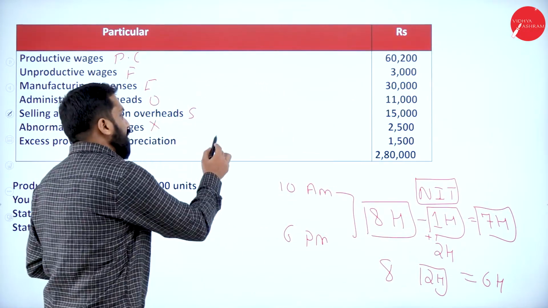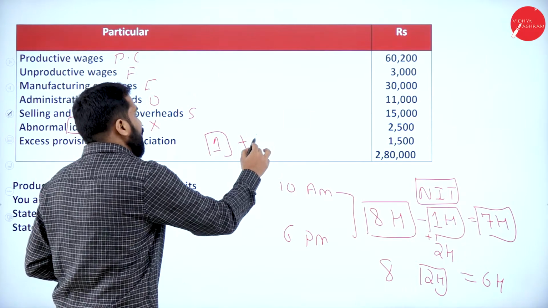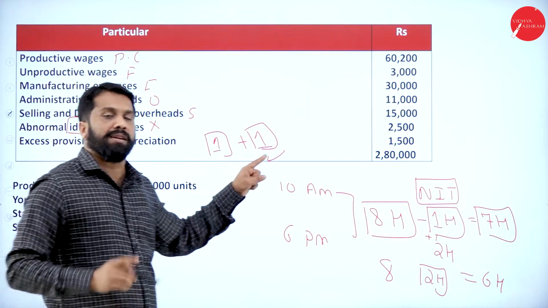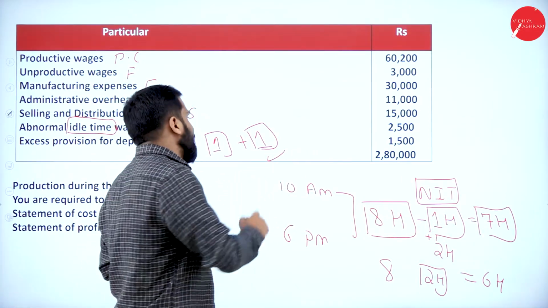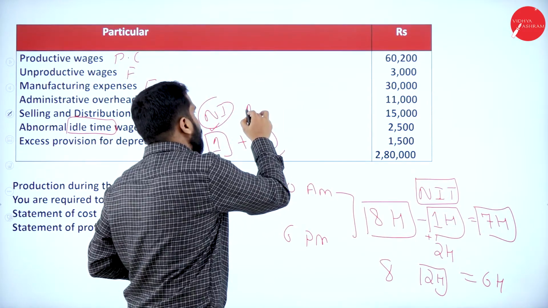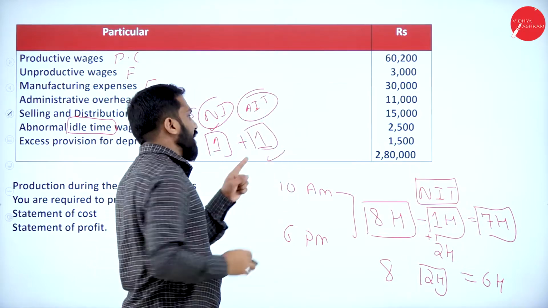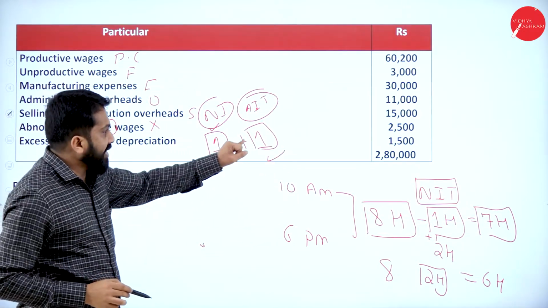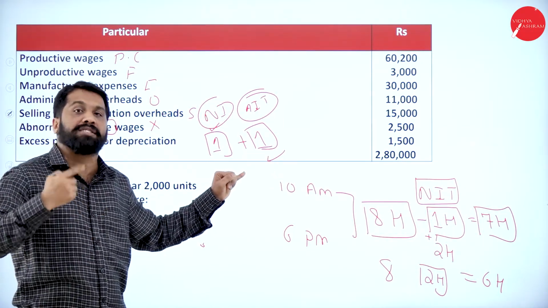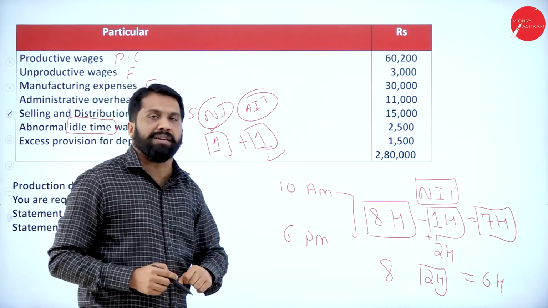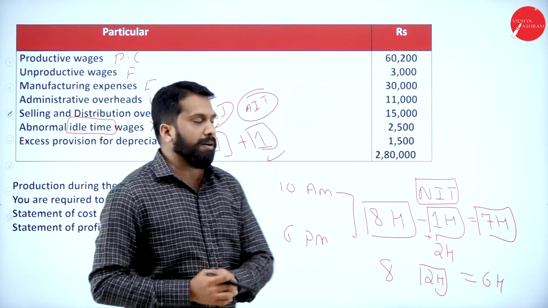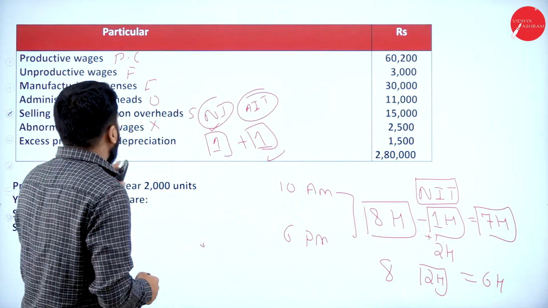Now, earlier it was 1 hour idle time. Now, you have consumed an extra 1 hour. Clear? That 1 hour is for what? Some marriage function. This 1 hour we call normal idle time. This other 1 hour we call abnormal idle time. Hope you understood. Whatever is provided by the company is normal, and whatever extra 1 hour you have taken, this extra 1 hour we call abnormal idle time.